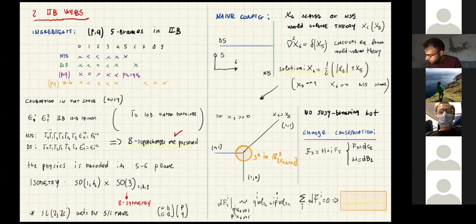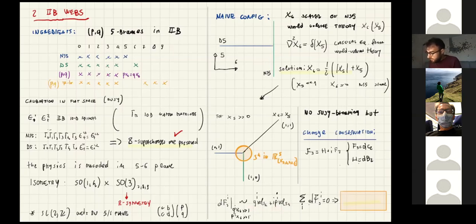And now we need to impose charge conservation of the F3 flux around this S4. So the F3 can be written in terms of H, which is dB2, and F3, which is dC2. And this is like a complexified combination. Okay, so we can compute these charges. So we surround this junction by this S4, and now we take the radius of this S4 fairly big. So we take this limit, and in this limit, the dF3 is proportional to this quantity. So this is the volume form of an S4, and it would be multiplied by the Qi and Pi coefficients in this way.